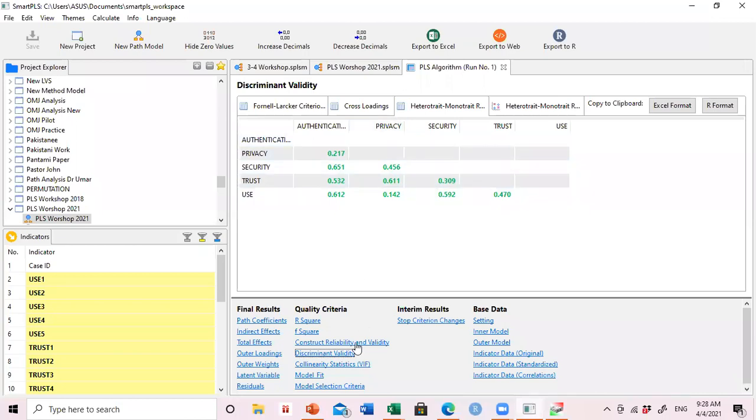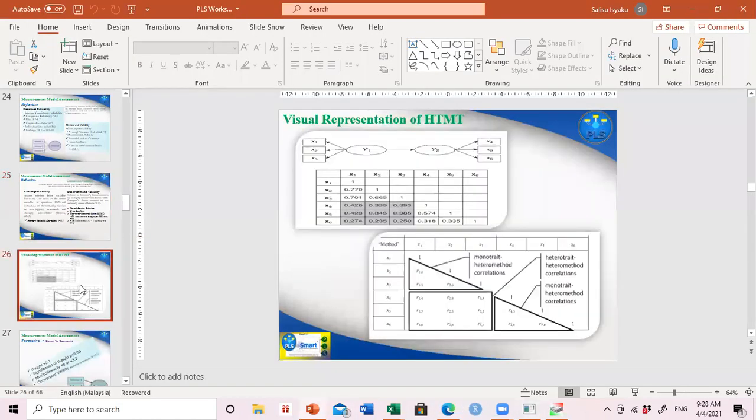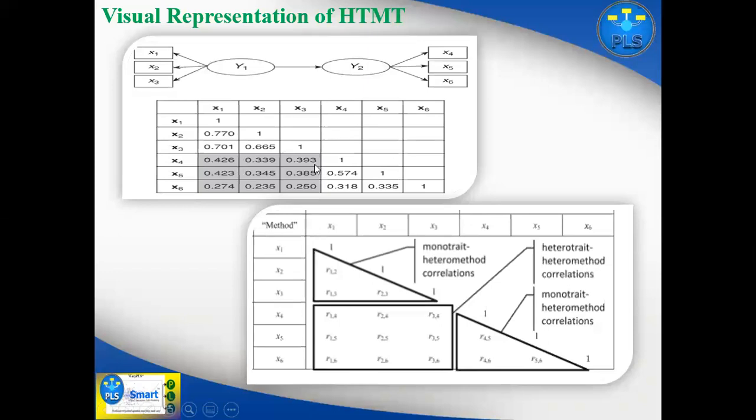Okay, the next is, excuse me, Doctor, where to look at the table for HTMT? Okay, you want to see it here? Yeah, I mean, how to recognize whether it is achieved or not? Which number should we look at? Because there are so many numbers. Okay, so this is an example I gave you yesterday. This first one, you look at all the numbers in the table, all the correlations in the table, should be less than 0.9 or 0.85. Yes, all the numbers should be less than that. Okay, thank you.